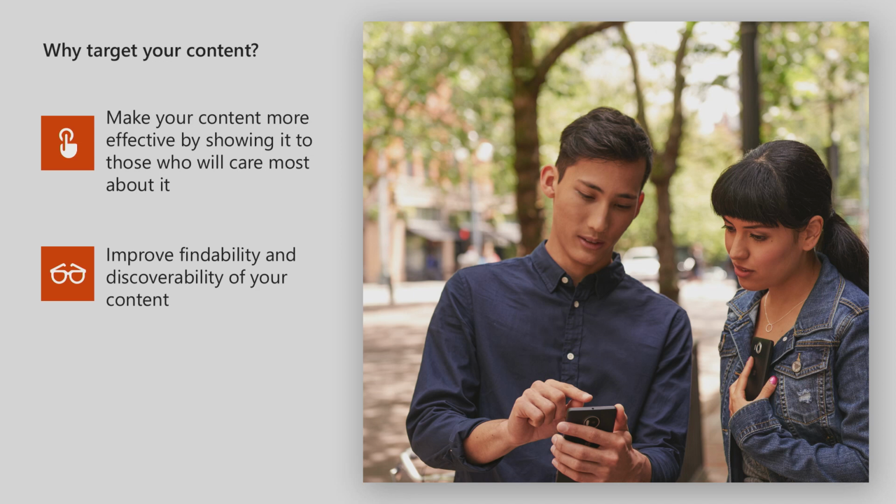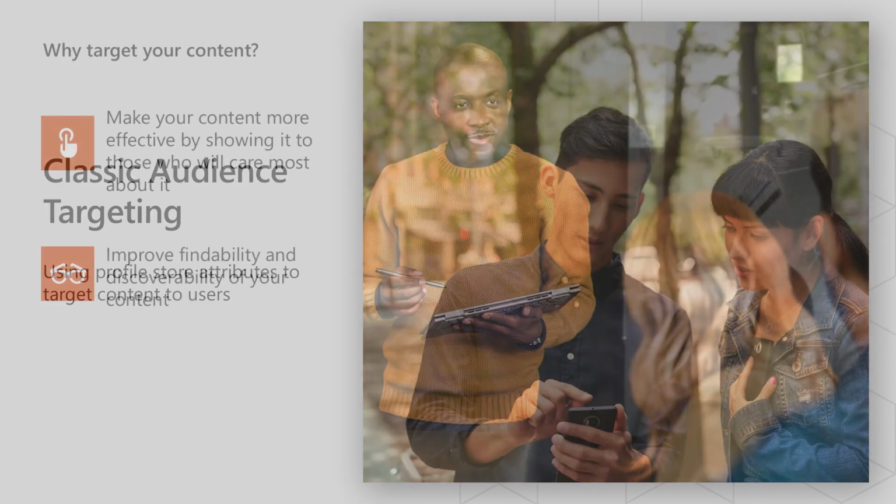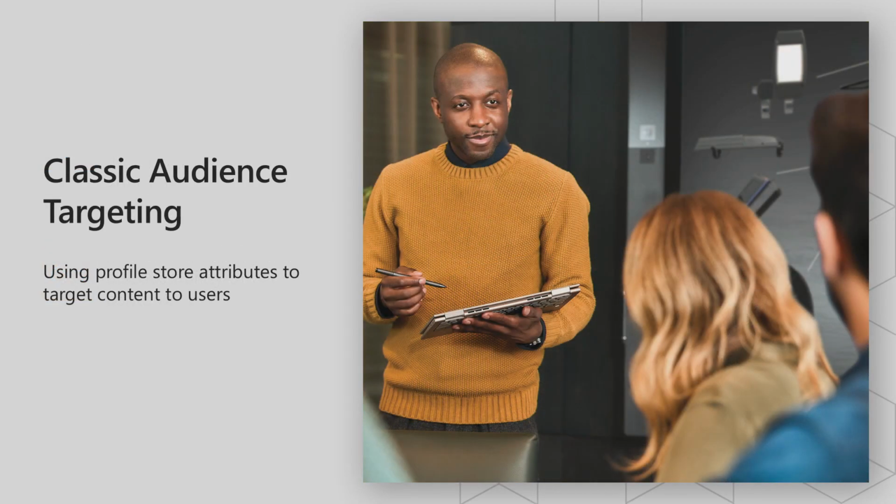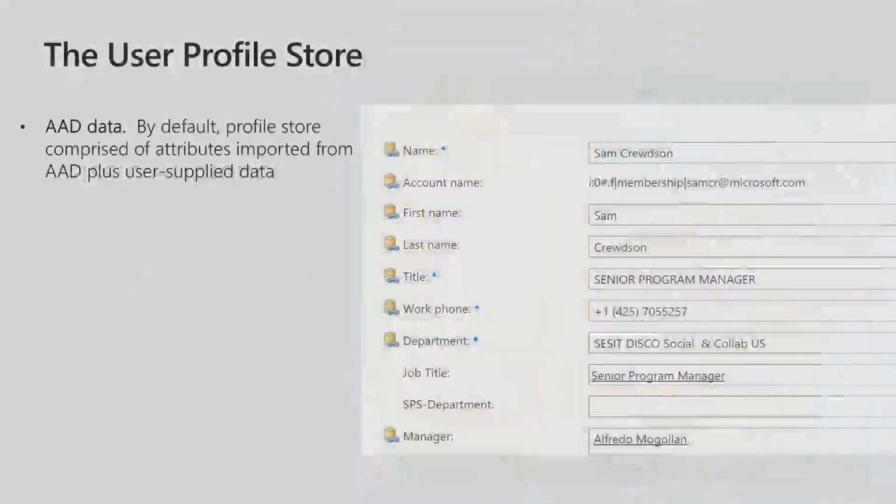So that's number one. Number two is it makes it more findable. And we'll see how modern audience targeting makes this even better. But in Classic, that's more about showing the user the right content the first time in a search-driven web part, that sort of thing. So, moving right along, let's talk about how we did Classic audience targeting. This one won't have necessarily a live demo, but we'll do a live demo for modern. So the way we did user targeting was, well, the only way you can, which is using the user profile store.